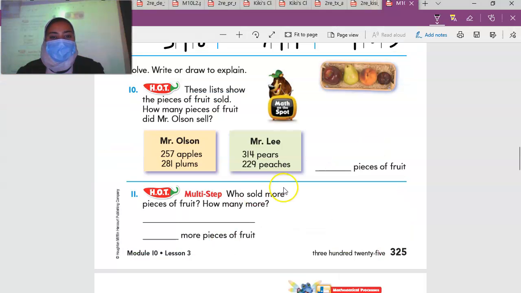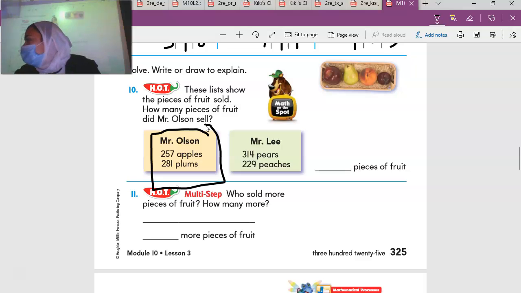Let's go ahead and open up the lesson again. So these lists show the pieces of fruit sold. You can open your books now. How many pieces of fruit did Mr. Olson sell? So that's easy. Who did they ask about? Mr. Olson.